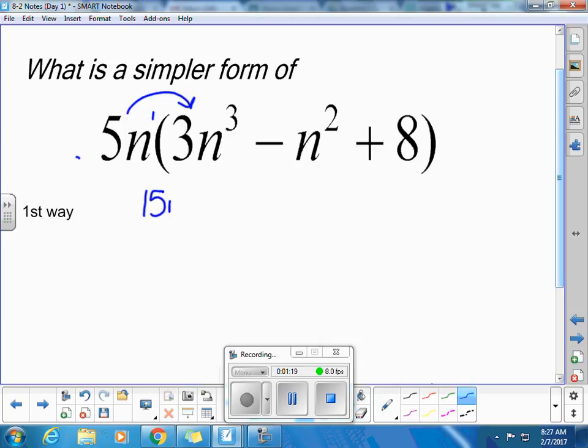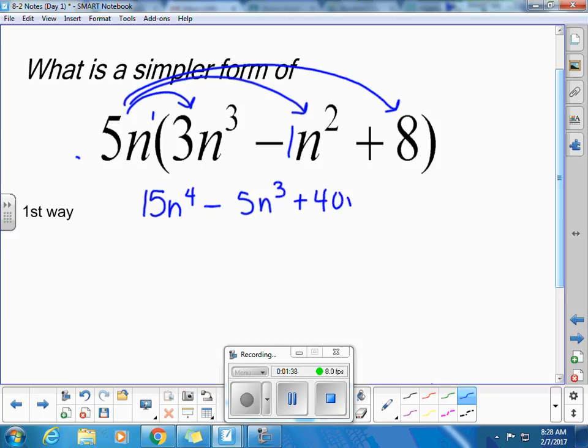So 15n to the fourth. Distribute it to this one, and this would be a negative 1 times 5, so minus 5. N times n to the second would be n to the third. And distribute it all the way to the end, and you get number times number, so 8 times 5 is 40, and we just have our n. Here's a different way of doing it.